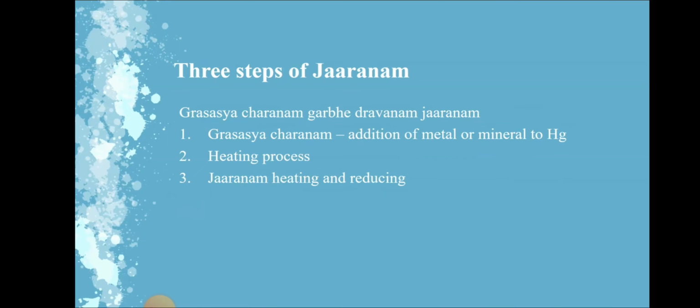Grasasya charanam, garbe dhravanam, and dharana. These are the three steps of Dharana. Addition of a metal or mineral into mercury is known as grasasya charanam. Rasasya jadare grasa akshevanam charanam madam. That is, addition of a metal or mineral as grasa into the mercury is known as grasasya charana. And next is the dravana, heating process. Last process is the jarana, that is the heating and reducing.